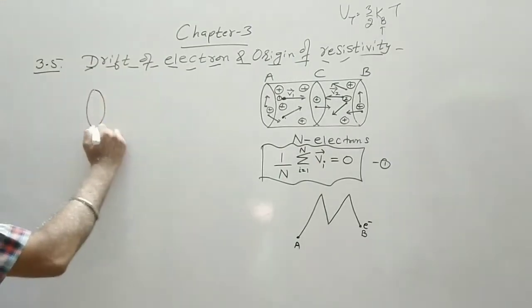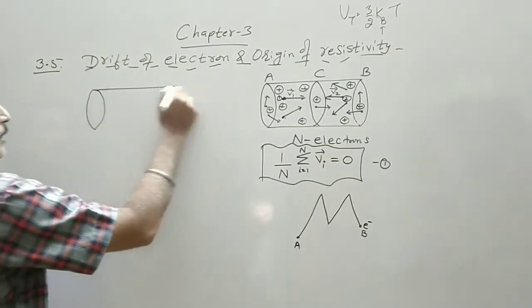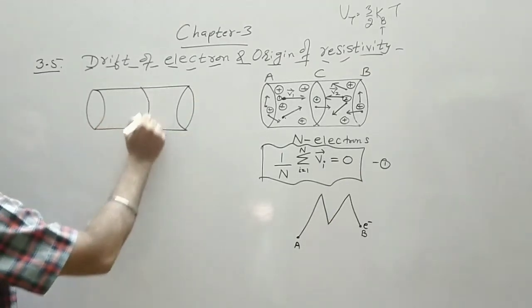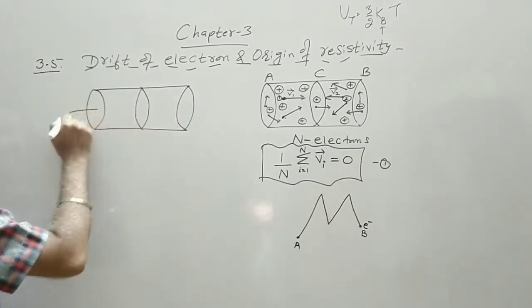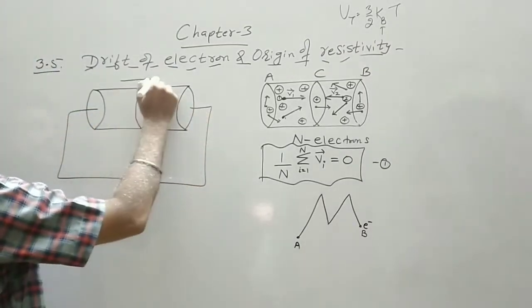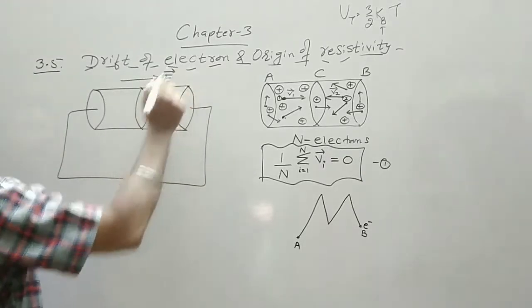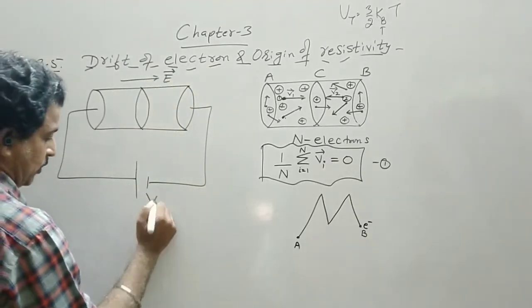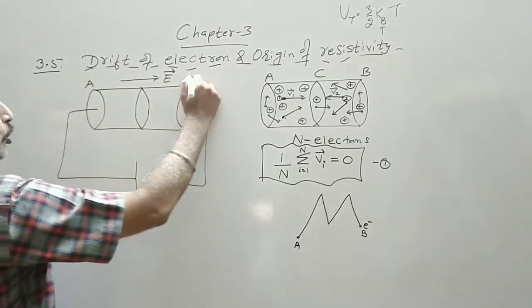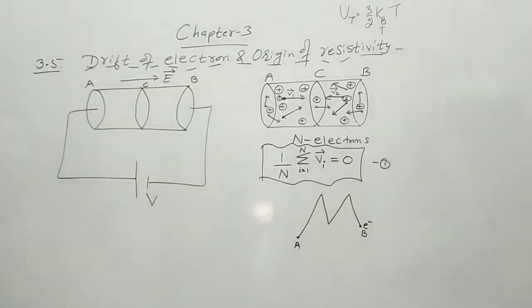Now we will see, when the battery is connected to this conductor, how the drift of electrons will take place. So now, the same conducting substance. Now the electric field is established. This is the direction of the electric field, from high potential to low potential. This is the potential difference applied across the cross sections A and B.